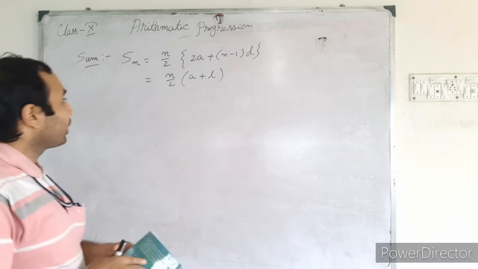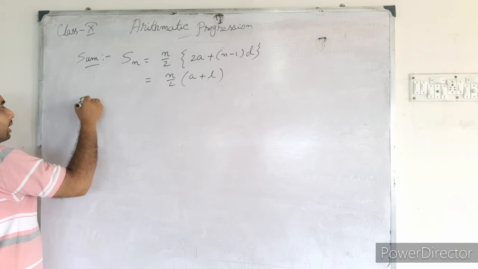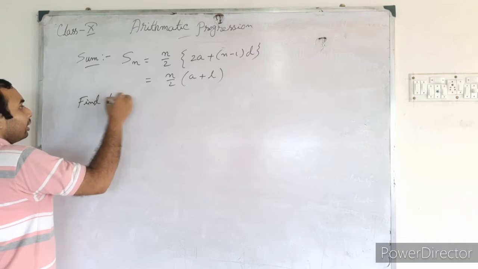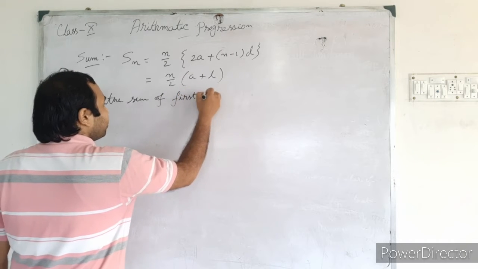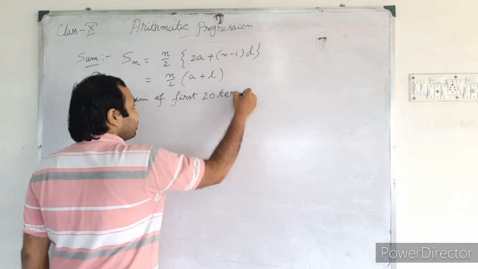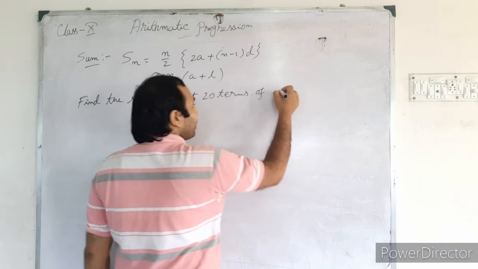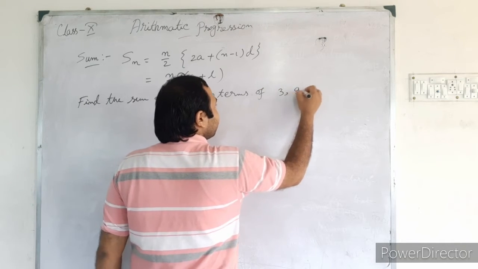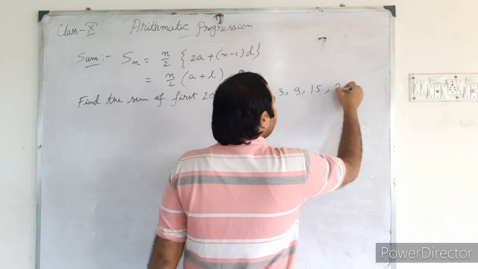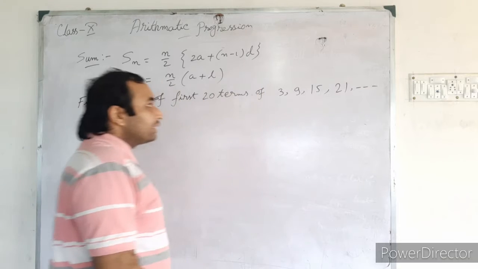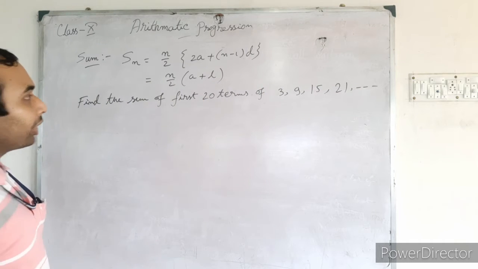First example, first of all I am giving you one series. Find the sum of first 20 terms of, say, 3, 9, 15, 21. This is the series. So we have to find the sum of the first 20 terms.